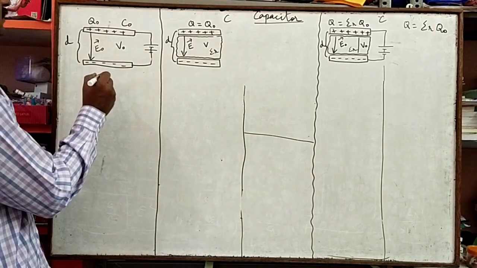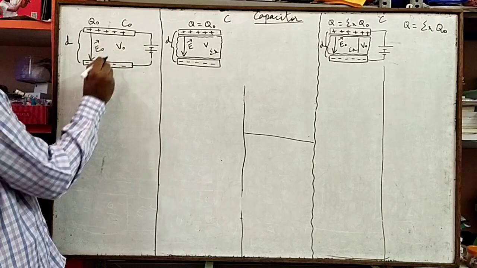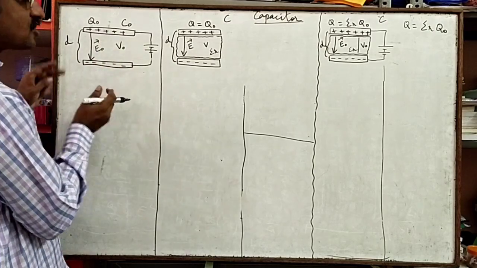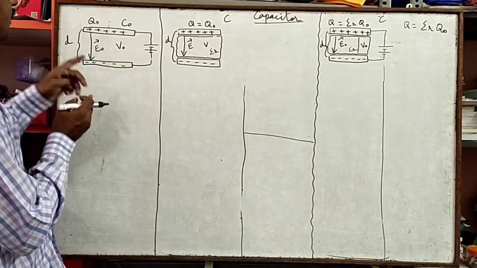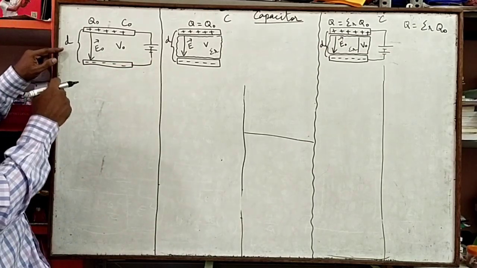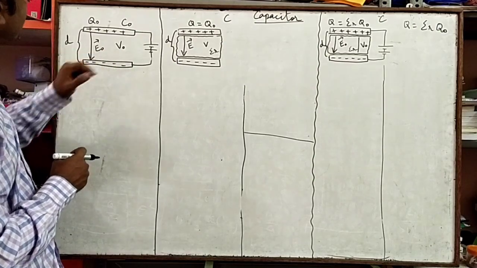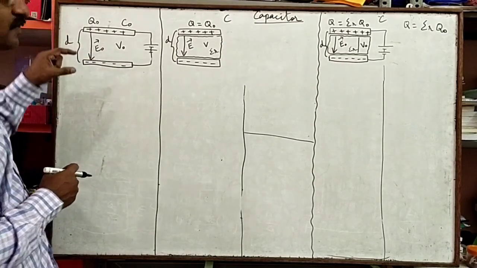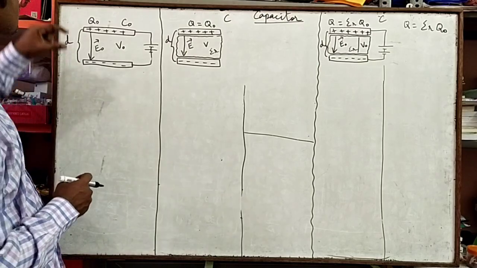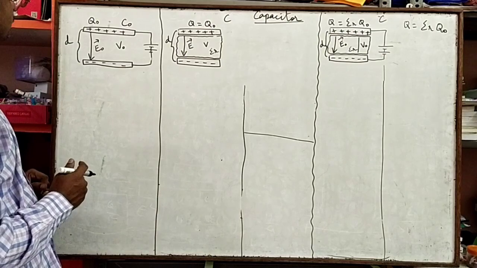This is the capacitor. This plate is positively charged, this plate is negatively charged. These two plates are parallel to each other and they are connected to a battery. D is the distance between the plates. E0 is the electric field here, V0 is the potential here, Q0 is the charge present in the capacitor, and C0 is the capacitance of the capacitor.